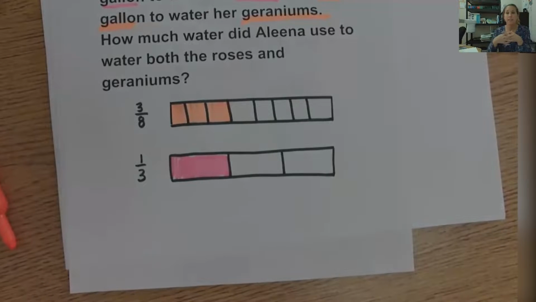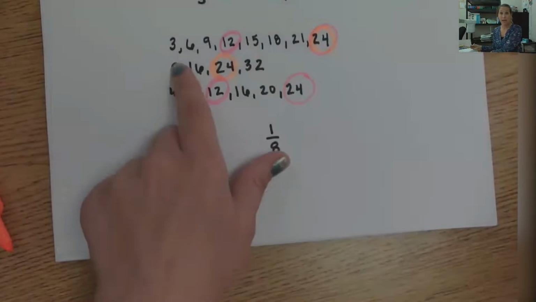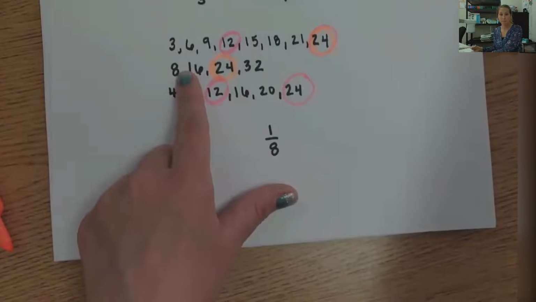We need to combine these amounts together. When we combine, it's like we said before, we're adding. But in order to combine them, we need to have equal size pieces. We do not have equal size pieces right now because there are 2 different denominators. That means we need to find a common denominator. Remember in the beginning when we listed our multiples for 3 and 8? What common denominator did we find?